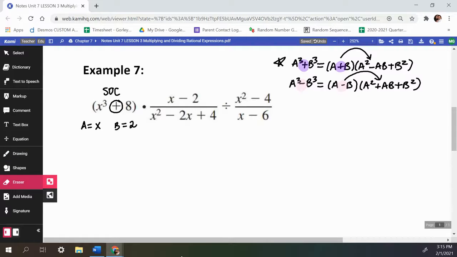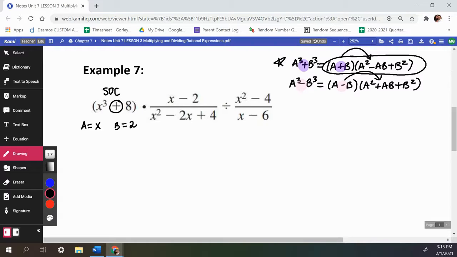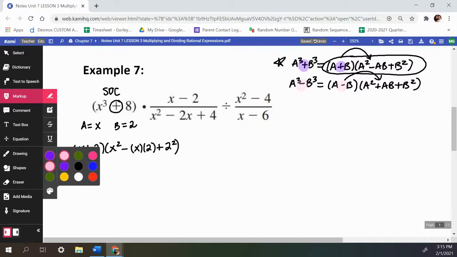Okay. So now I know what to replace. Everywhere I see an a, I'm going to be replacing it with x. And everywhere I see a b, I'm going to be replacing it with 2. So we'll have x plus 2, right? A plus b. We have a squared, so that's going to be x squared, minus ab. A is x and b is 2, plus b squared. And b squared, that's going to be 2 squared. All right, so that gives us our factorization for the first part. Okay, so we'll highlight that in purple. This first part right here, we just factored that.